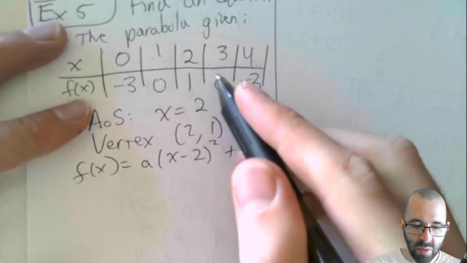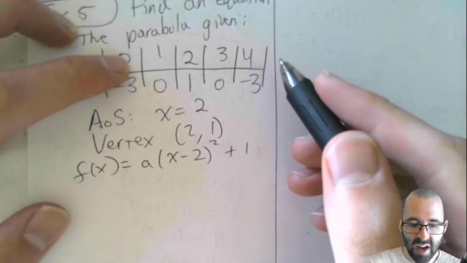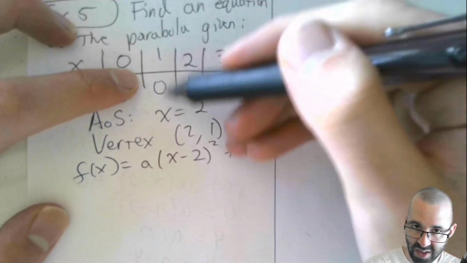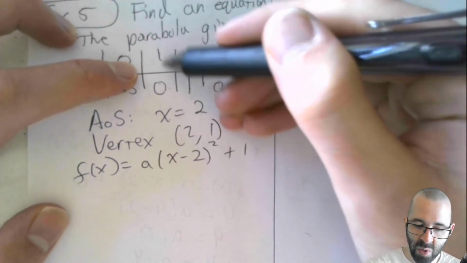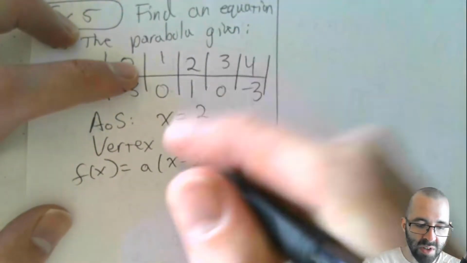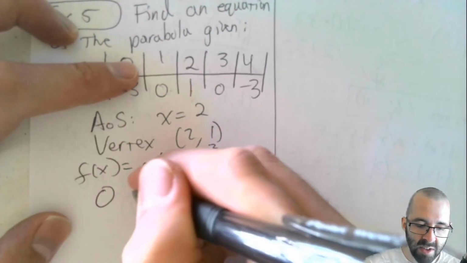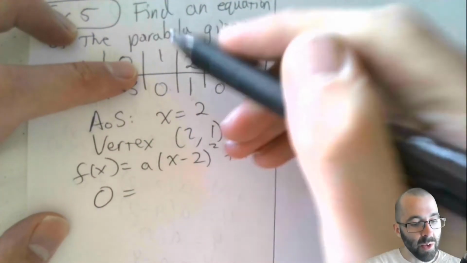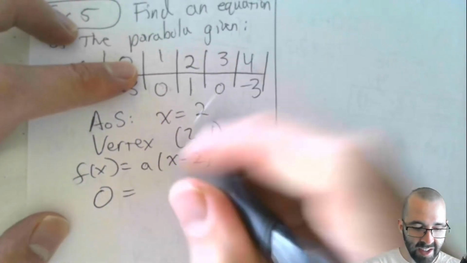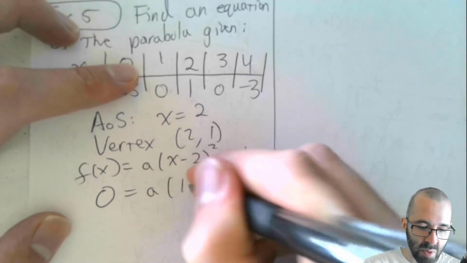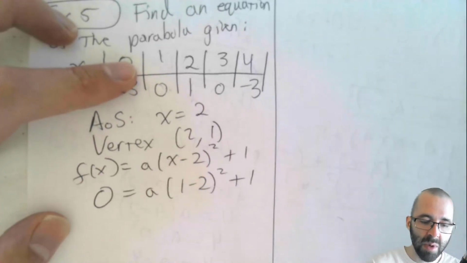And again, we have a bunch of points. We can use any of them. I'd like to use one of these points with zeros. So I like this point, (1, 0). You can use other points too. So when x is 1, y is 0. 0 is equal to a times (1 minus 2) squared plus 1.